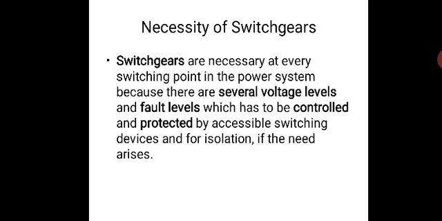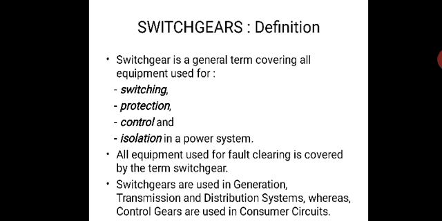Next, definitions of switch gear. Switch gear is a general term covering all equipment used for switching, protection, control and isolation in power systems. All equipment used for fault clearing is covered by the term switch gear. Switch gears are used in generation, transmission and distribution systems, whereas control gear is used in consumer circuits.